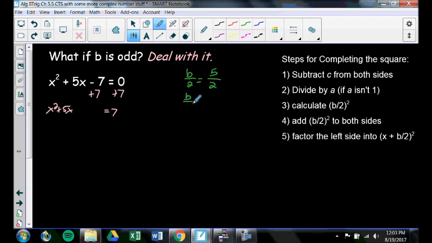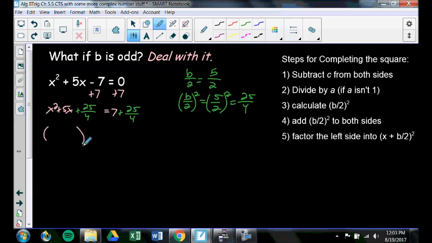There's b over 2. So b over 2 squared is 5 over 2 squared, which is 25 over 4. So I'm going to add a 25 over 4 here and a 25 over 4 here. Now, this is where students start to really get nervous because you've not been forced to fight with fractions enough in your life. And that's just a fact. They are everywhere. They are unavoidable. You need to be able to deal with fractions.